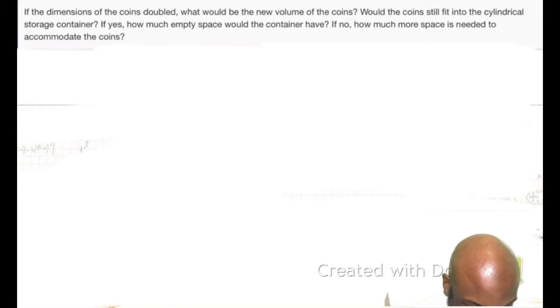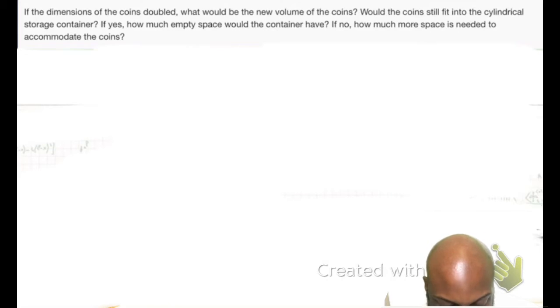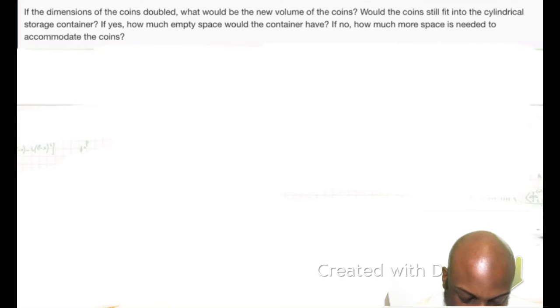All right, now this problem says if the dimensions of the coins doubled, what would be the new volume of the coin? Would the coin still fit into the cylindrical container? If yes, how much empty space would the container have? If no, how much space is needed? Man, they're trying us.